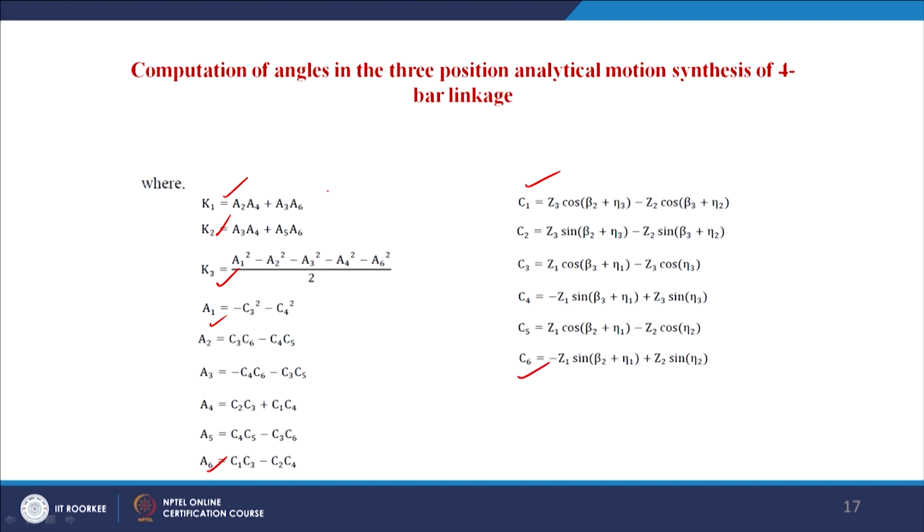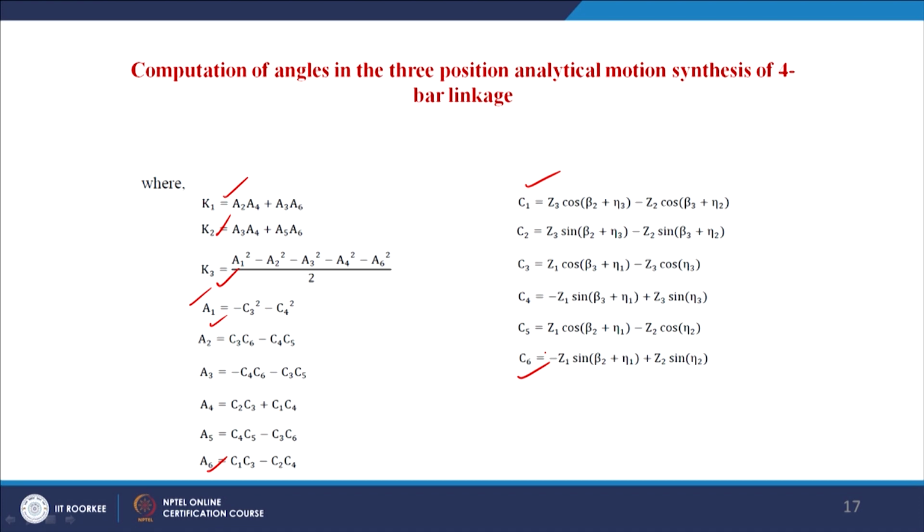So, K1 is equal to A1, A2, A4 plus A3, A6, K2 equal to A3, A4 plus A5, A6. Similarly, K3 equal to A1 square minus A2 square minus A3 square minus A4 square minus A6 square by 2, where A1 is equal to minus C3 square minus C4 square and A2 equal to C3 C6 minus C4 C5 and A5 equal to minus C4 C6 minus C3 C5. Similarly, we go up to A6, then we have C1 in terms of beta 2 and beta 3, and similarly it goes up to C6.